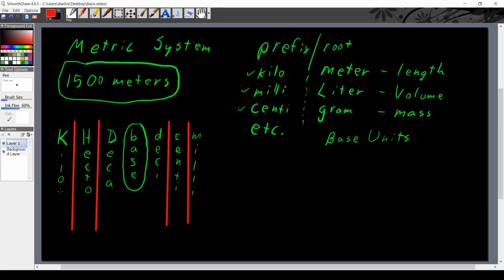Kilo is a prefix that means 1,000. So if we have a kilometer, we literally have 1,000 meters, because the prefix kilo literally means 1,000. When you say a kilometer, you are literally saying 1,000 meters. You are just saying it in Greek and Latin instead of in English.